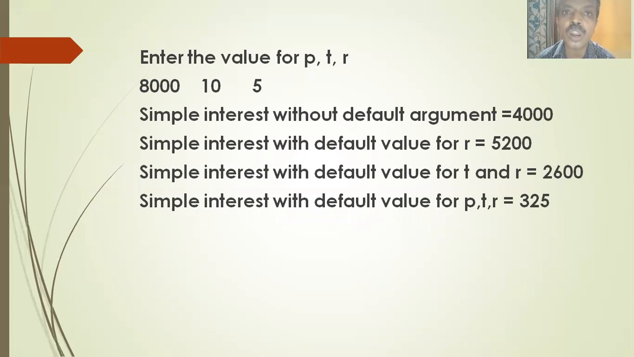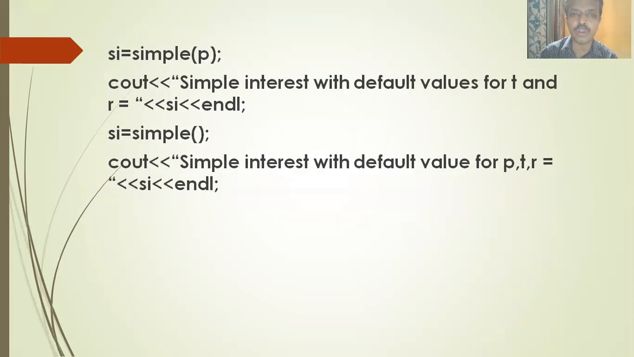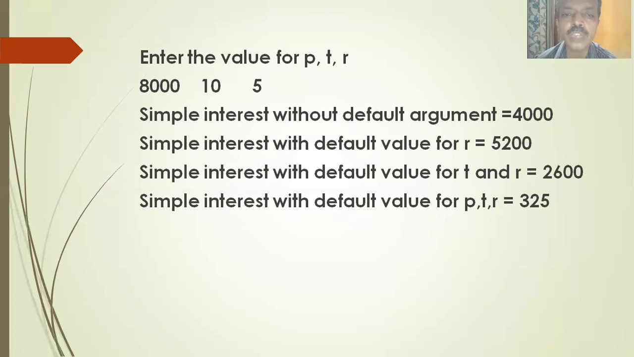In the second case, you are not giving the value for R. In that case, it will make use of P equal to 8,000, T equal to 10, and for R it will use the value 6.5. So the simple interest will be 5,200. In the third case, you are calling the function with only one argument, P. For T and R, it takes the values 5 and 6.5. The formula will be 8,000 into 6.5 into 5 divided by 100, that becomes 2,600. In the last case, you are not passing any argument, so it becomes 1,000 into 6.5 into 5 divided by 100. That becomes 325.